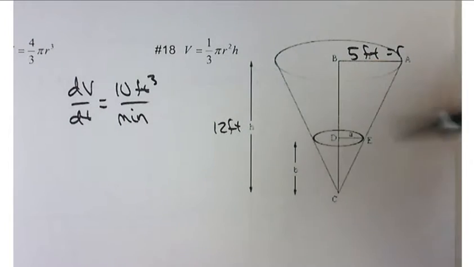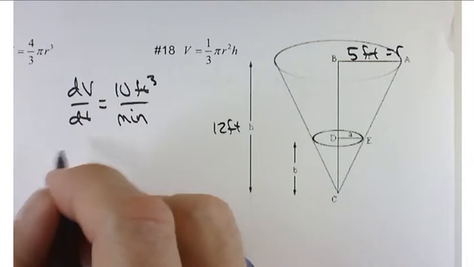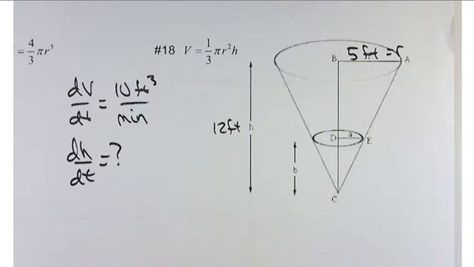What are we looking for? We're looking for the rate of change of the depth. Another name for depth here, I'm going to call it the height. So we're looking for dH by dt. And we're looking for that at a particular instant of time, when the water is 8 feet deep. So when h is 8. Okay, let's plug some things in and see what we can come up with.